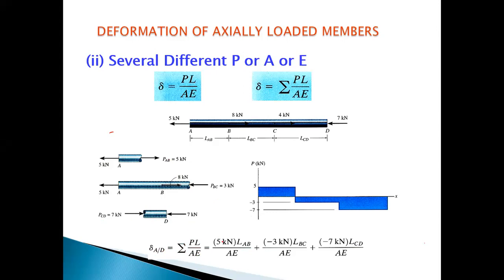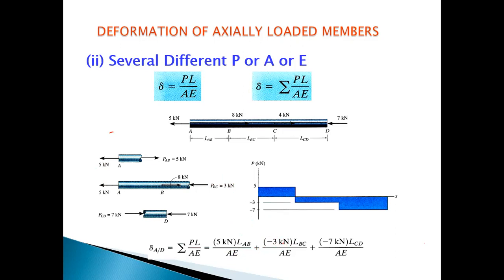So here we say that P is tension, so we assume it positive. 5 kilonewton multiplied by length of AB divided by A into E, then positive sign of formula. Then we say minus 3 kilonewton. Why? Because we assume it in the compression zone. When we calculate this one, we get the answer negative and we get the value in this direction. Minus 3. Okay, this is compression.